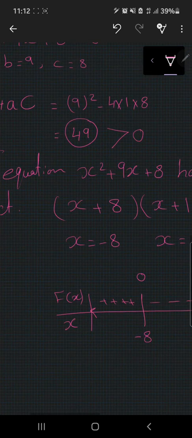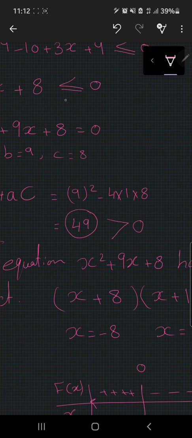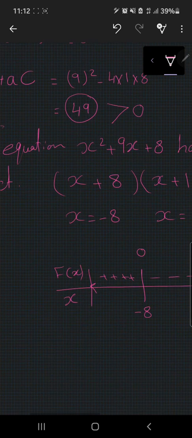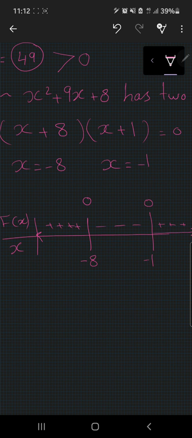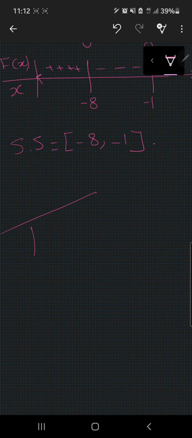In our inequality, we want to know less than or equal 0. So we want to know the negative part. So the solution set equals, less than or equal, so negative 8 closed and negative 1 closed. Okay, thank you.